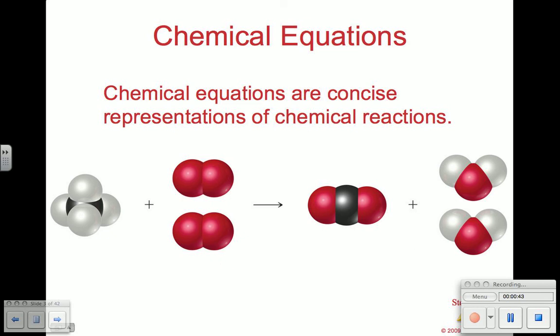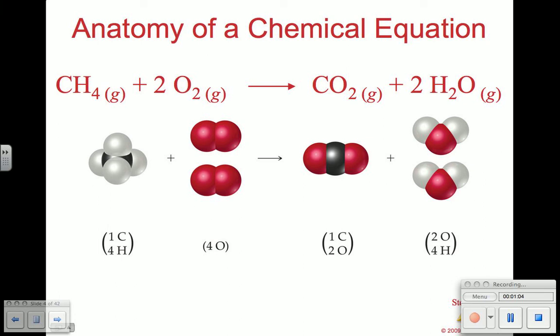Okay, so then let's talk about chemical equations. So chemical equations are representations of what occurs in a chemical reaction. So when we write formulas, or in this case, when we show models interacting with each other, they are representations of actual chemical reactions.